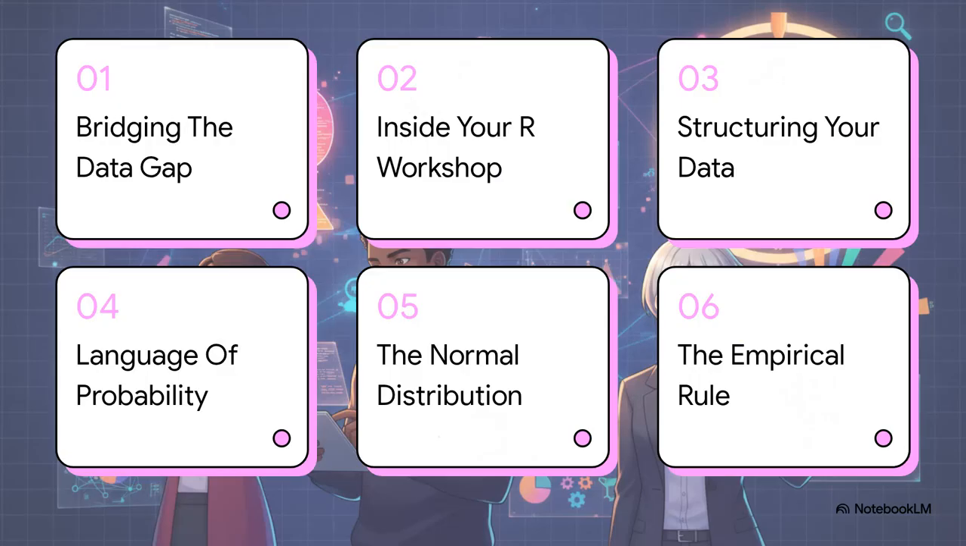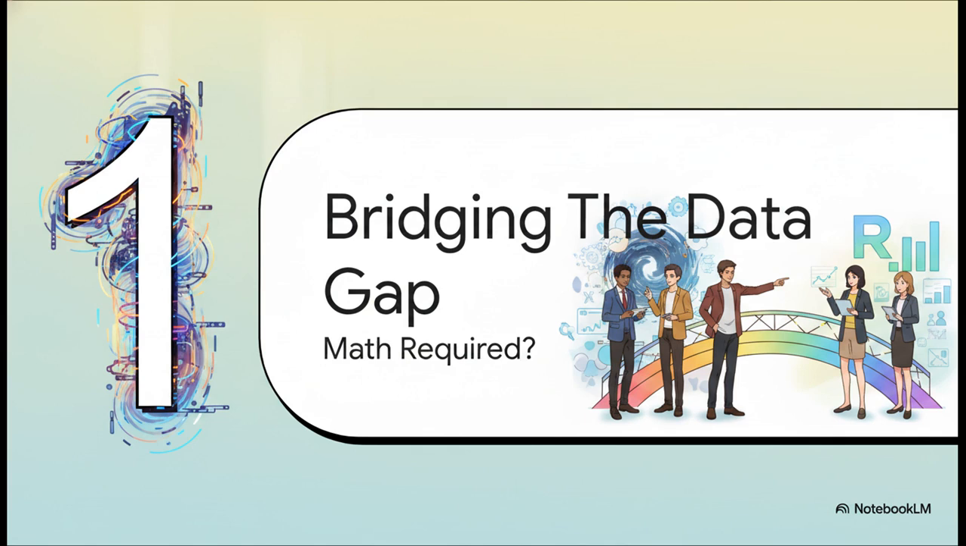Okay, here's our roadmap for this explainer. First, bridging the data gap. Then, inside your R workshop, structuring your data and the language of probability. Finally, we'll wrap up with the normal distribution and the empirical rule. Section 1. Bridging the data gap.